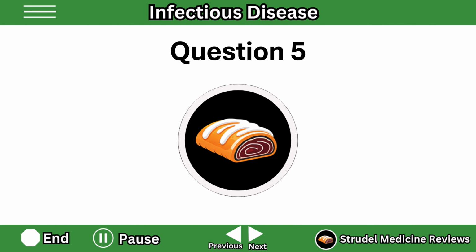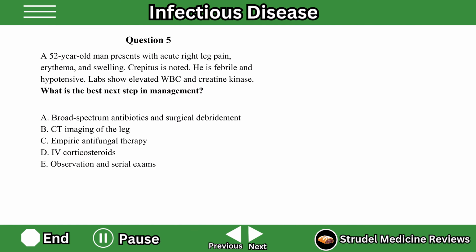Alrighty, question number 5. A 52 years old gentleman presents with acute right leg pain, erythema, and swelling. Crepitus is noted on exam. He is febrile and hypotensive. Labs show elevated white blood cells and creatinine kinase. What is the next best step in management? A, broad spectrum antibiotics and surgical debridement. B, CT imaging of the leg. C, empiric antifungal therapy. D, IV corticosteroids. Or E, observation and serial exam.